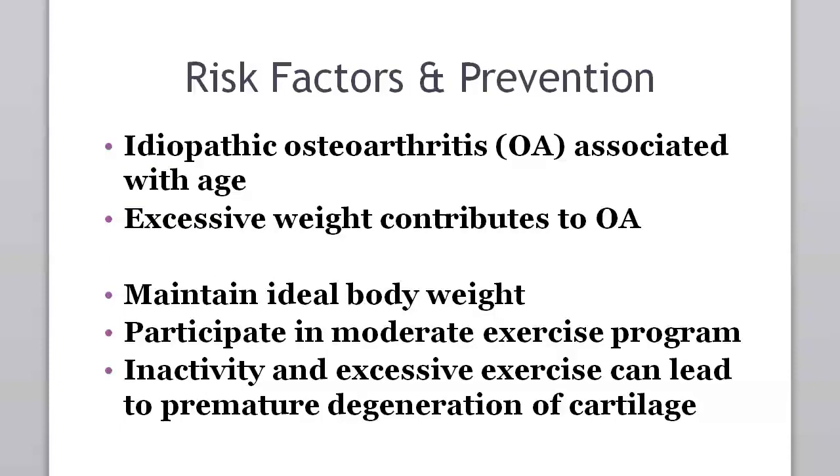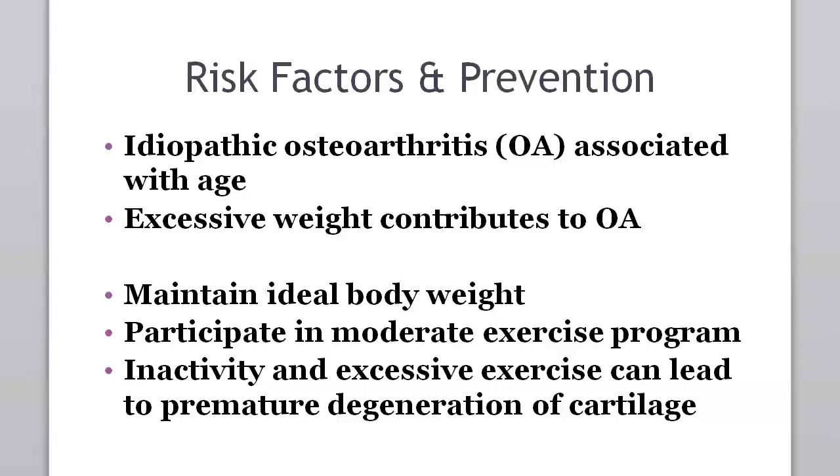So what are the risk factors? Who gets osteoarthritis? Idiopathic osteoarthritis is basically associated with age, and excessive weight does contribute to OA. So it's important to maintain ideal body weight and participate in a moderate exercise program. Inactivity and excessive exercise can lead to premature degeneration of cartilage. So really the greatest risk factor for OA is older age.